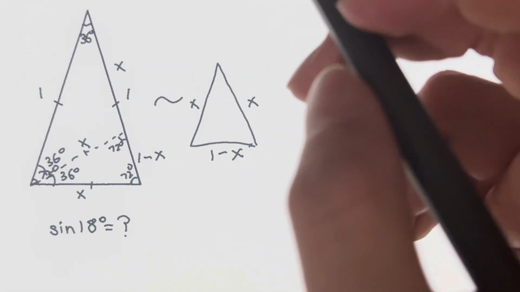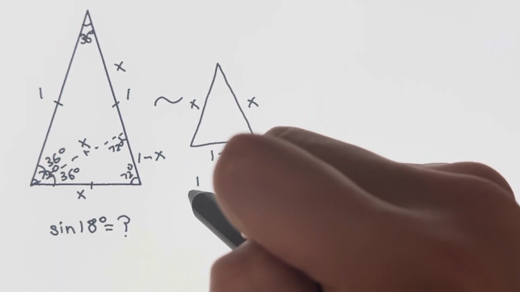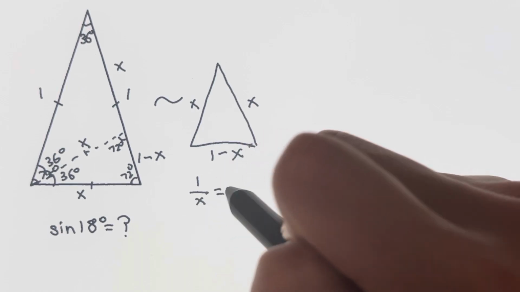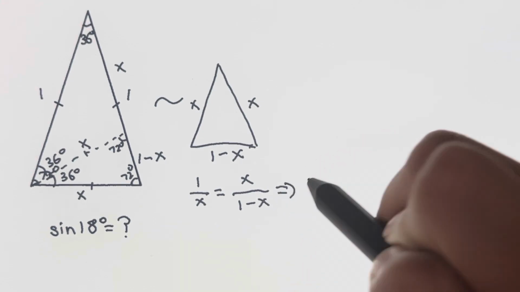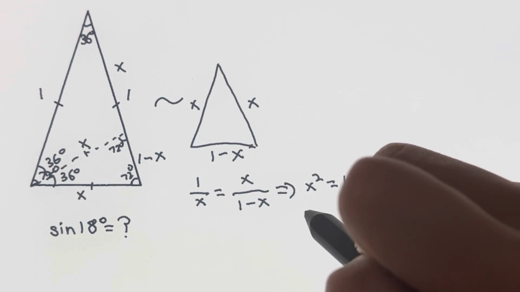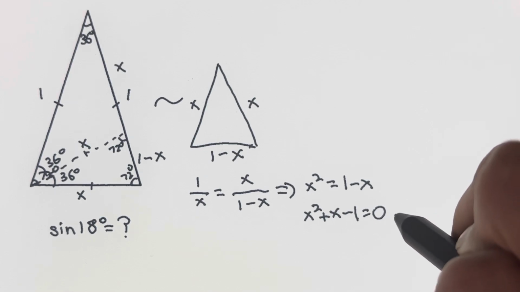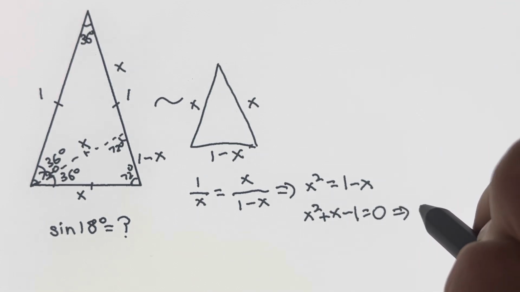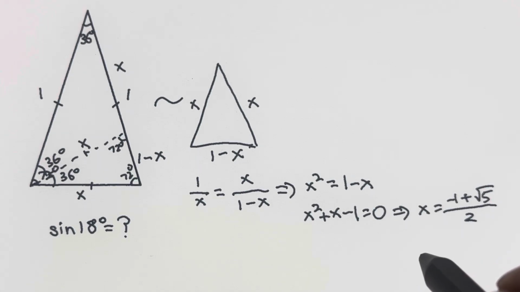So, since corresponding sides are in the same ratio, we have 1 over x equals x over 1 minus x. So we solve this equation to get x squared plus x minus 1 equals 0. So we're going to solve this to get x equals negative 1 plus square root 5 over 2. Notice that it's only plus, not minus, in this case because we need a side to be positive.